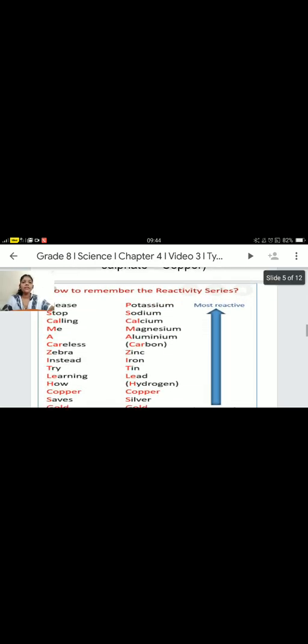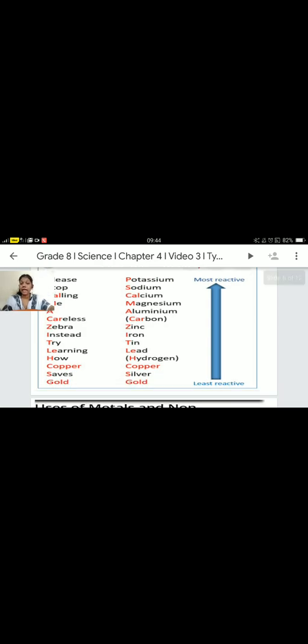Okay, now here I have given you the reactivity series, and this is how you have to remember. See, the most reactive metal is potassium, then sodium, calcium, magnesium, aluminium, carbon, zinc, iron, tin, lead, hydrogen, copper, silver and gold. So here you can see we have the copper and the iron metal, right?